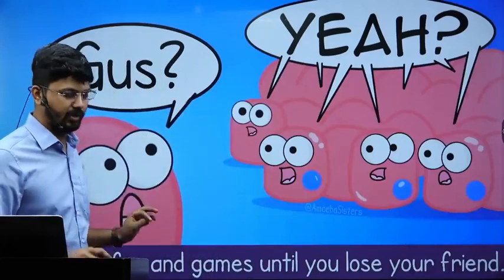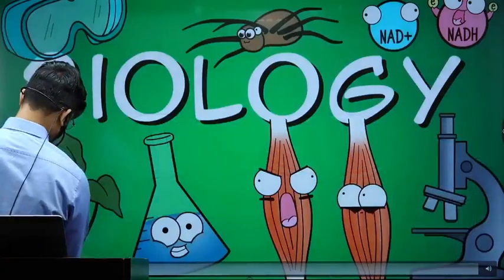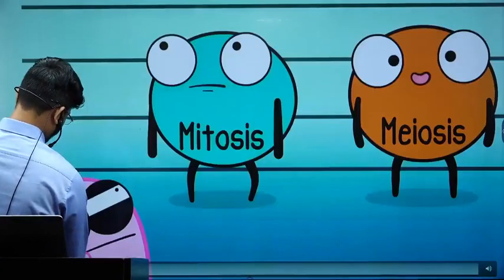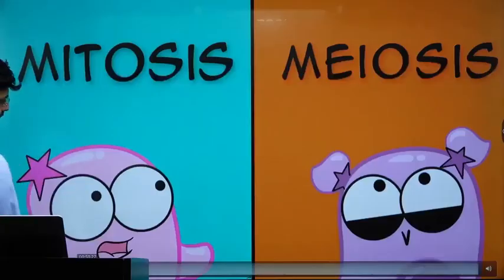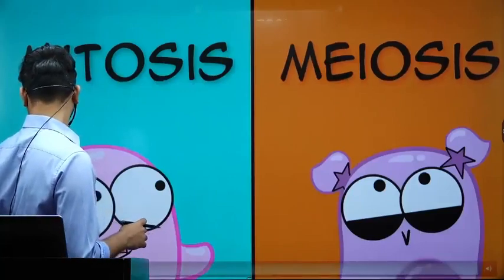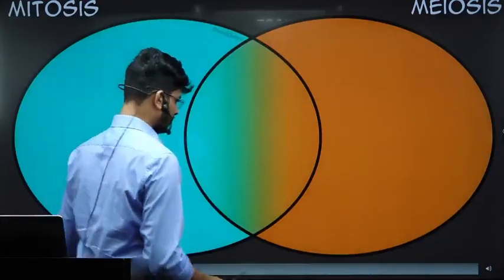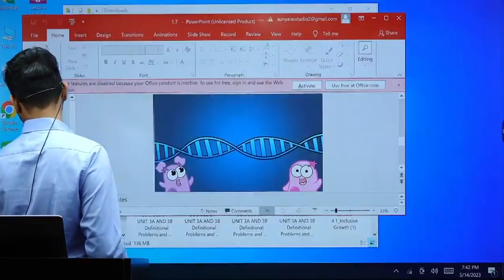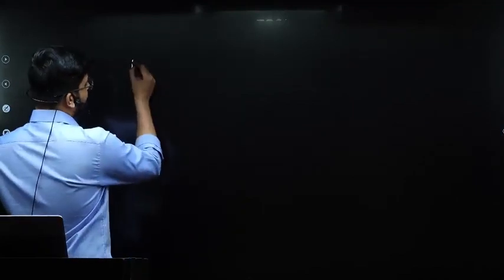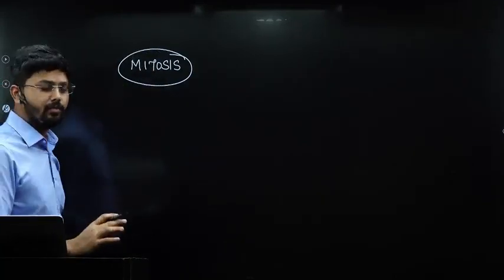So now after seeing this video, you will be better able to understand what we are going to learn. First is mitosis and the second is meiosis. In the process of mitosis, what happens first is that before the cell goes for division, it ensures that it has enough nutrition.